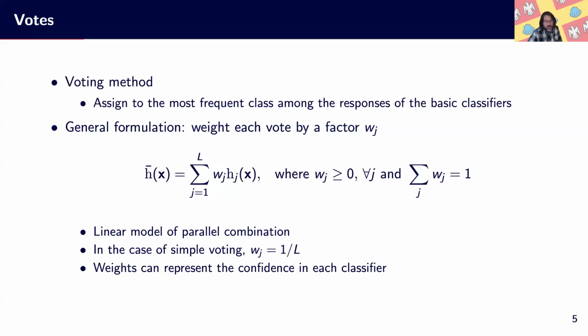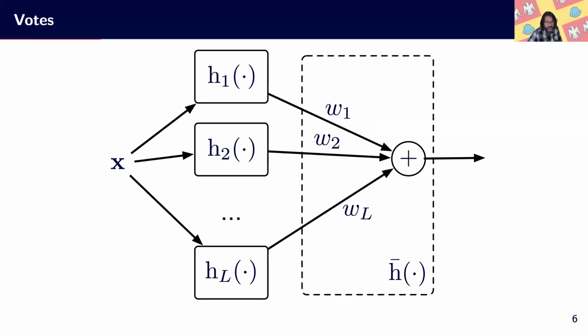And as such, we can also adjust the weights to represent the confidence in each classifier. If we see in our ensemble that we have some classifiers that are much better performing than others, we can use different values of wj that may be much higher for those high confidence classifiers and much lower for the classifiers that are prone to make more classification errors.